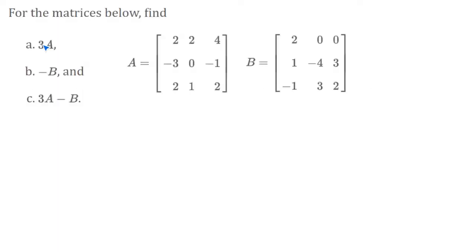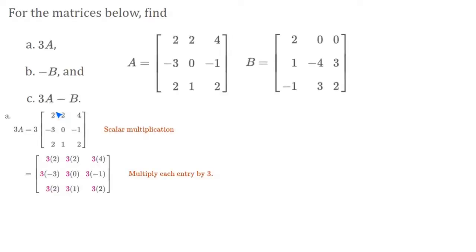So for example, here I have a 3 times A. 3 is called the scalar, and all you're going to do is multiply 3 into every single number that you see in A. So we would have 3 times 2, 3 times 2, 3 times 4, 3 times negative 3, 3 times 0, 3 times negative 1, 3 times 2, 3 times 1, and 3 times 2. So the 3 is the scalar being multiplied to every number in the matrix. And so we end up with 6, 6, 12, negative 9, 0, negative 3, 6, 3, and 6.